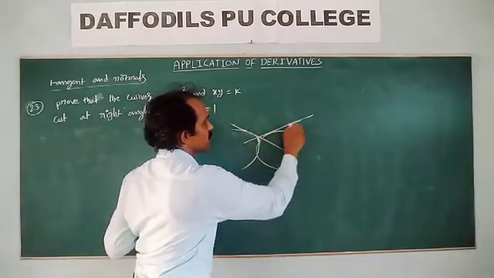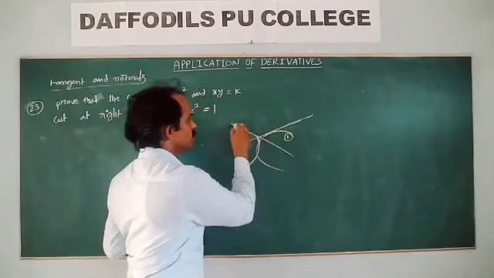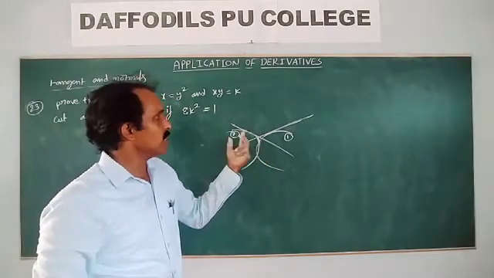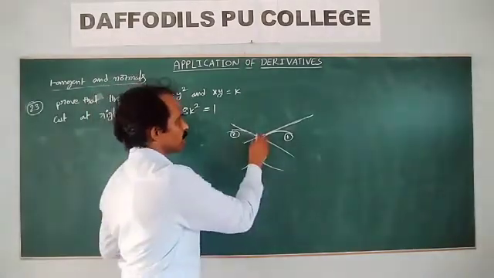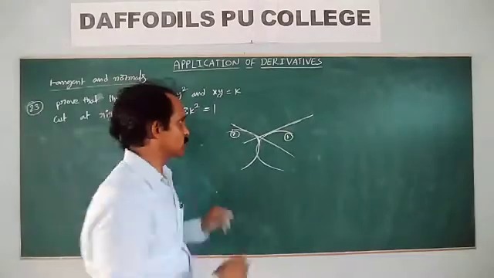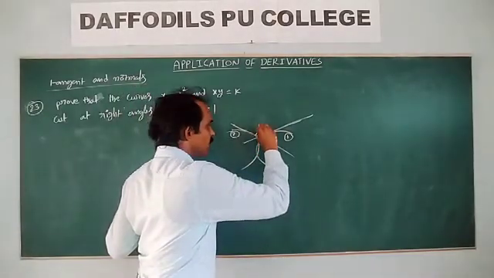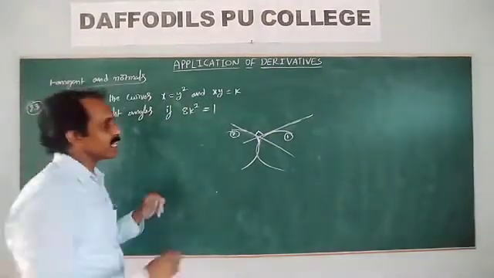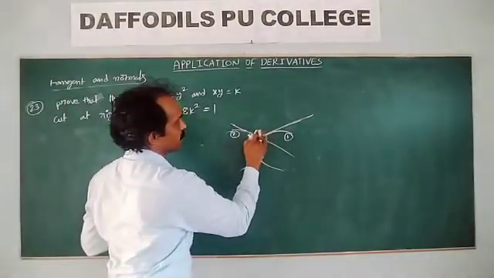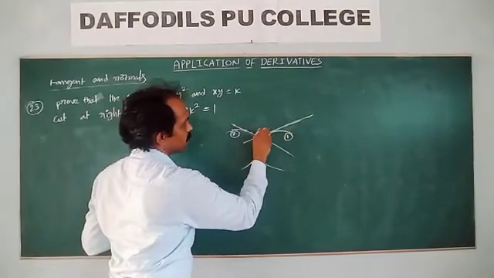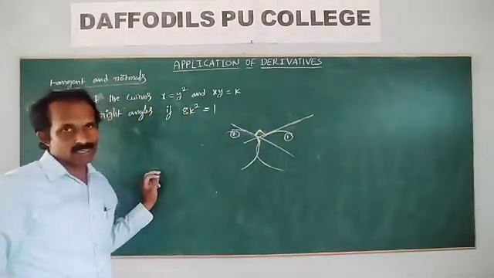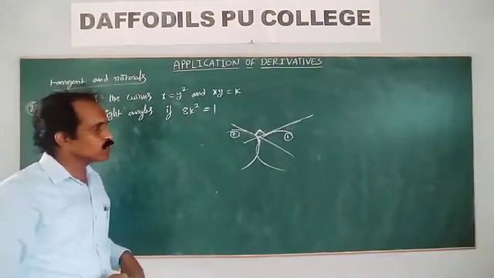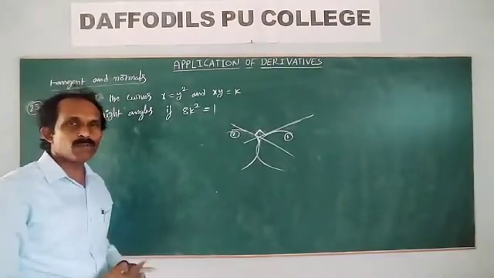The angle between the two curves is nothing but the angle between their tangents. So what is given? The two curves cut at right angle. Cut at right angle means perpendicular, that means the angle between the two tangents is 90 degrees. The two lines are mutually perpendicular.